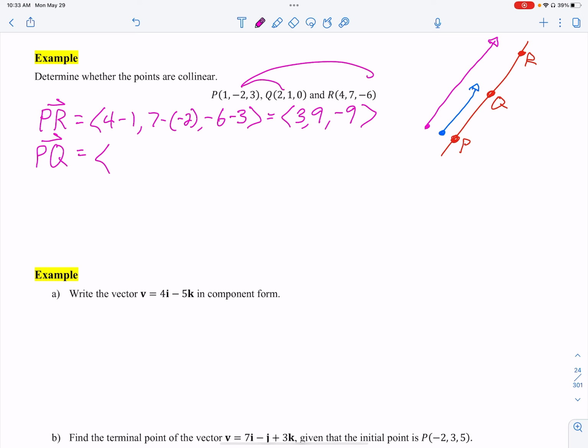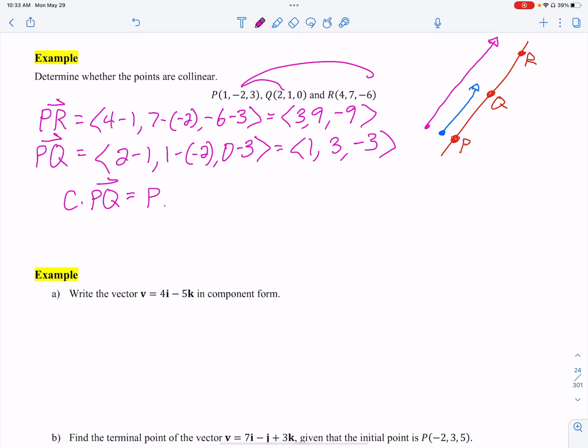PQ would be these two. So 2 minus 1, 1 minus negative 2, and 0 minus 3. All right, that gets me 1, 3, negative 3. All right, so I'm going to do C times PQ equals PR and check to see if that equality holds.